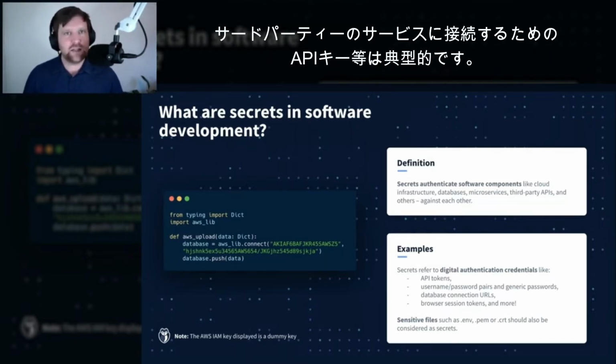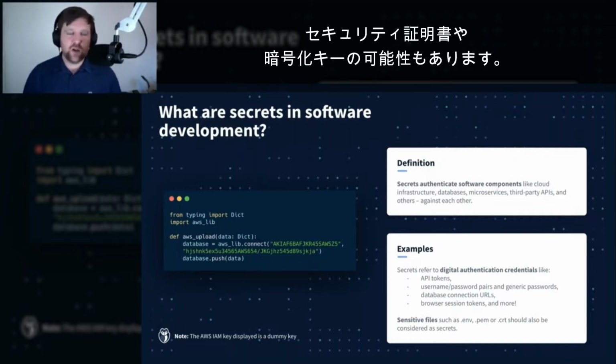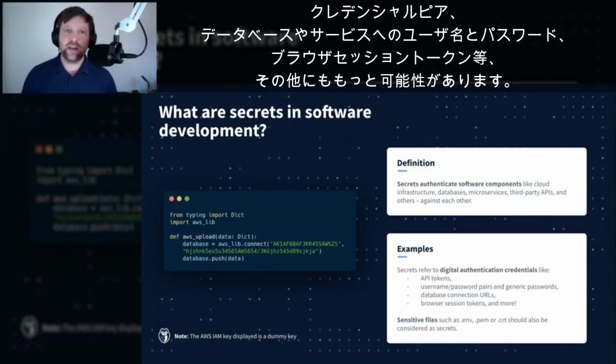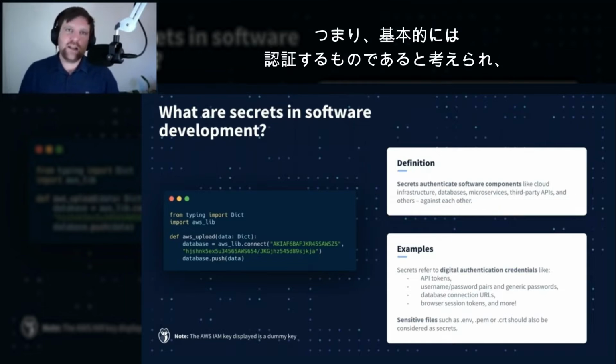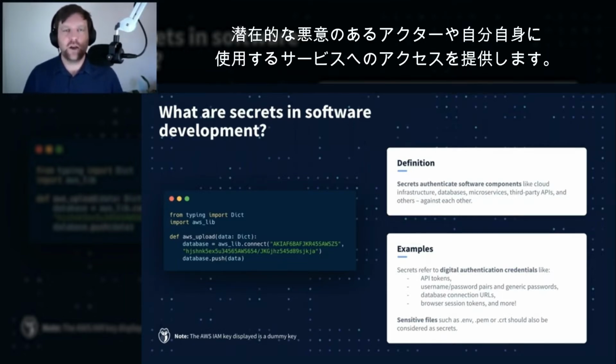So typically these will be things like your API keys to connect to third-party services. It may be security certificates. It may be encryption keys. It can be just credential pairs, username and passwords, to things like databases or to services, browser session tokens, and much more. So really, you can get the idea that this is essentially going to authenticate, going to give access to potential malicious actors or to yourself, access to the services that you use.